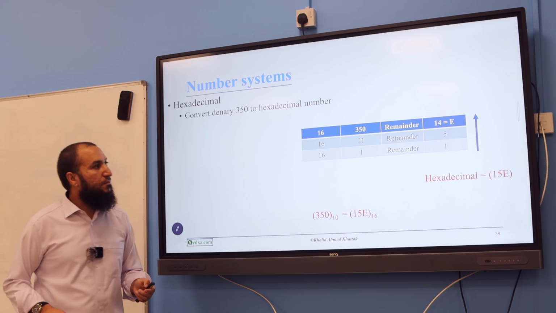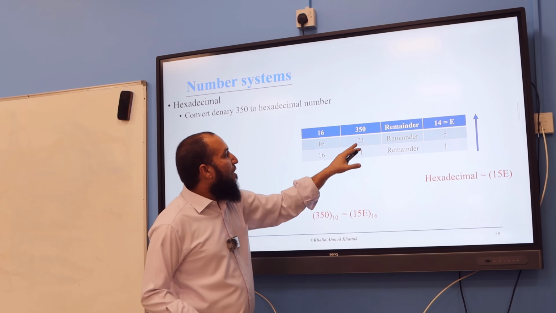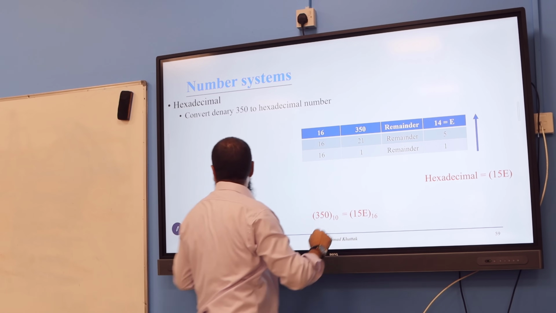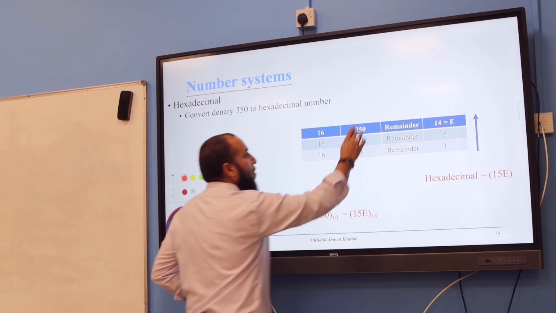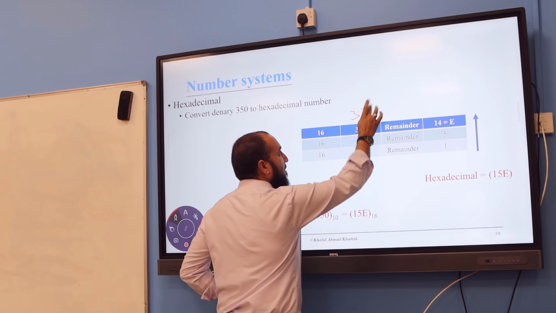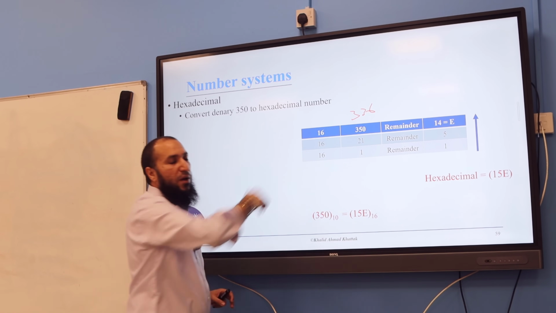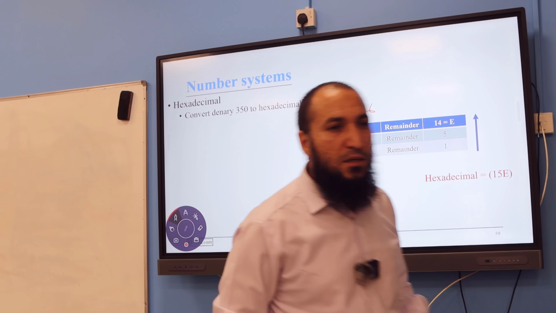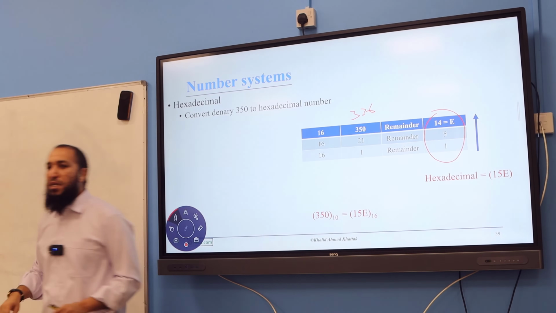Why would we not say 14? Because of the remainder: when you multiply this number with this one, we have 336 as the whole number. So 336 taken away from 350, we get 14 remainder. This part is our answer.